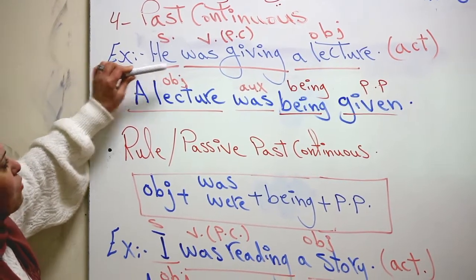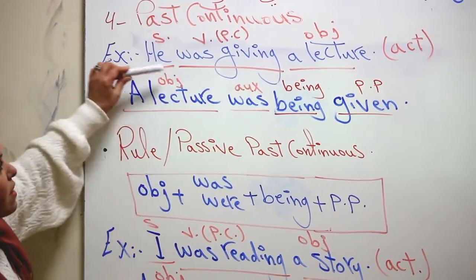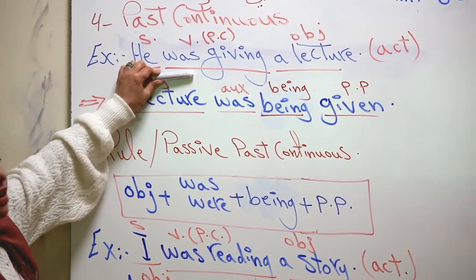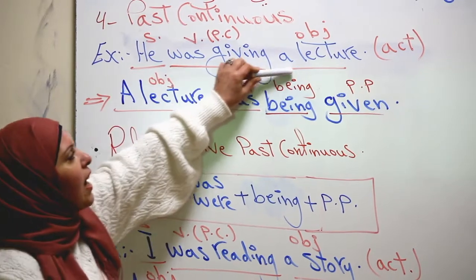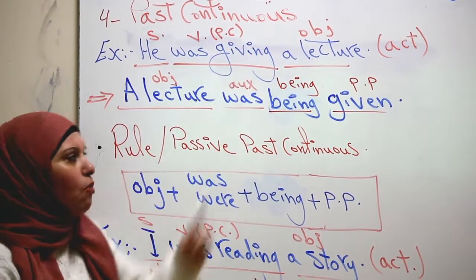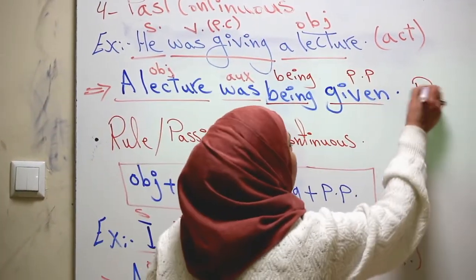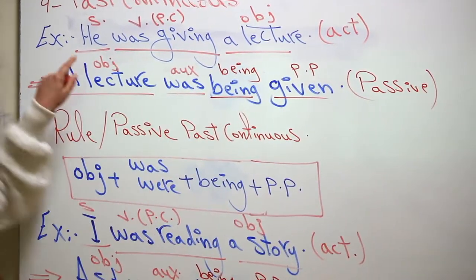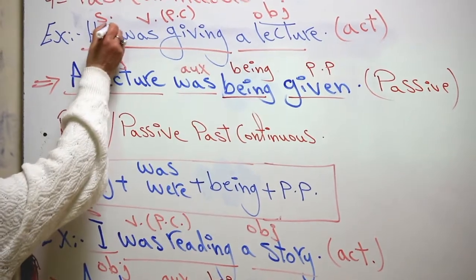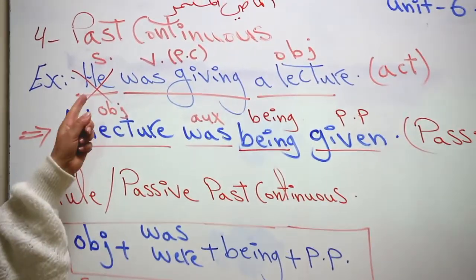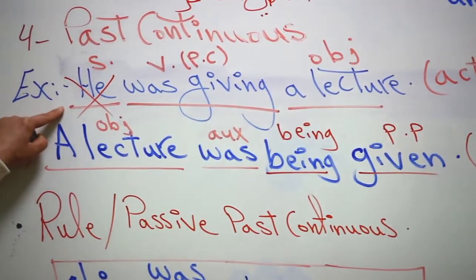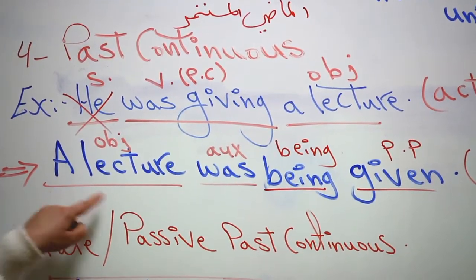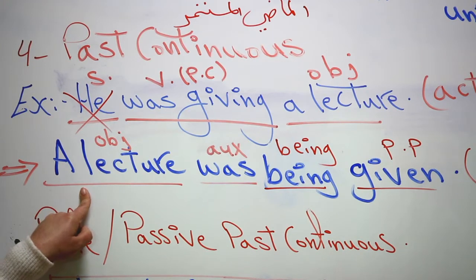الجملة هاي: He was giving a lecture. He subject, was giving verb past continuous, a lecture object. نيجي نحول إلى what? Into passive المبني للمجهول. أول خطوة نتخلص من الفاعل he. We cancel the he, or we omit the subject. Then I will bring the object to the beginning of the sentence. A lecture, because it's singular.